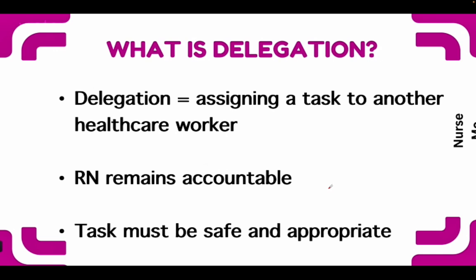For example, an RN may delegate taking vitals to a UAP. The UAP measures the blood pressure, but the RN is still responsible for reviewing those results and deciding what to do if the values are abnormal. All right. On the NCLEX, you should always ask yourself, is this task safe for somebody else to perform, or does it require the nurse's critical thinking?